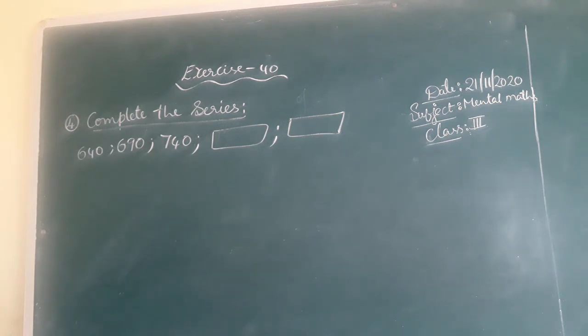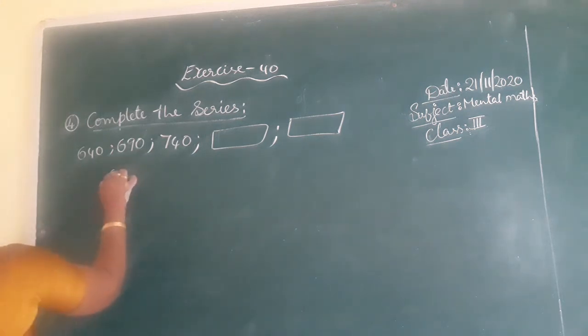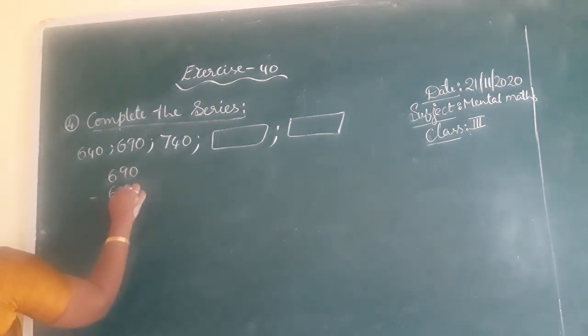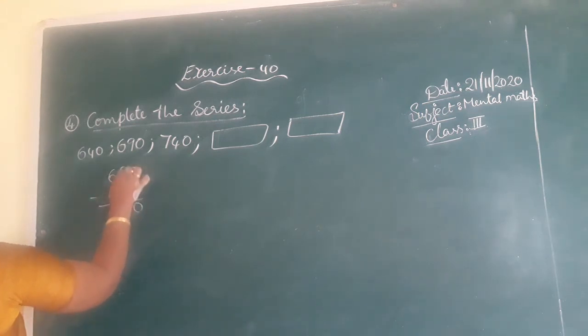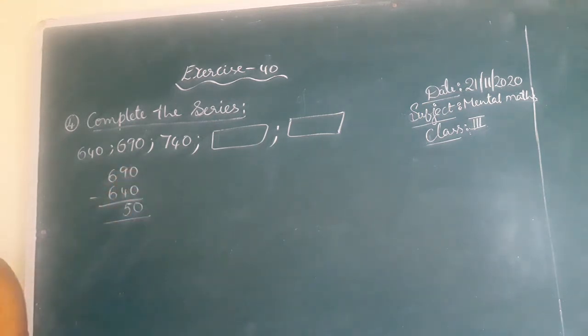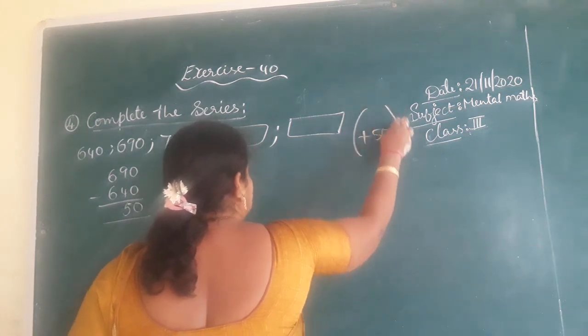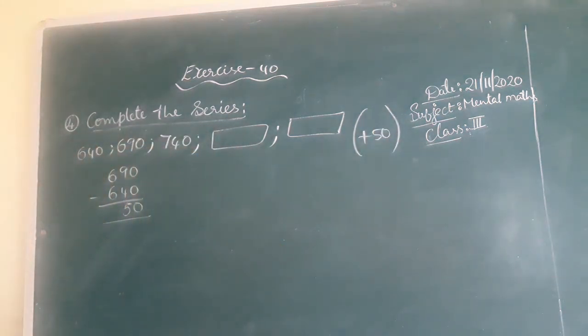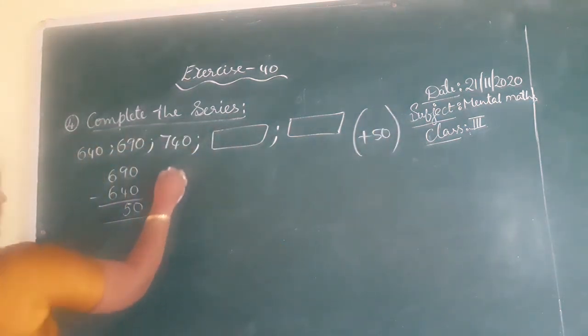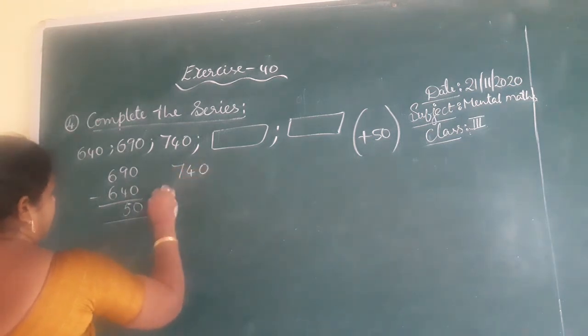640, 690. First find the difference between 640 and 690, children. So 690 minus 640. 0 minus 0, 0, 9 minus 4, 5. 50 is the difference. 50 is the difference means after adding 50 to these given numbers, we will get the next number in this series. Yes or not?